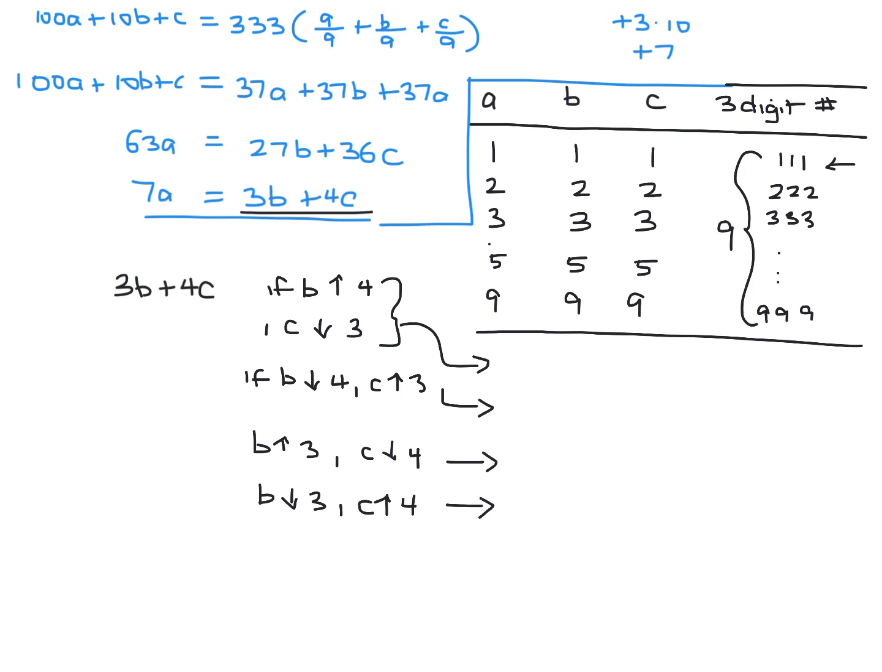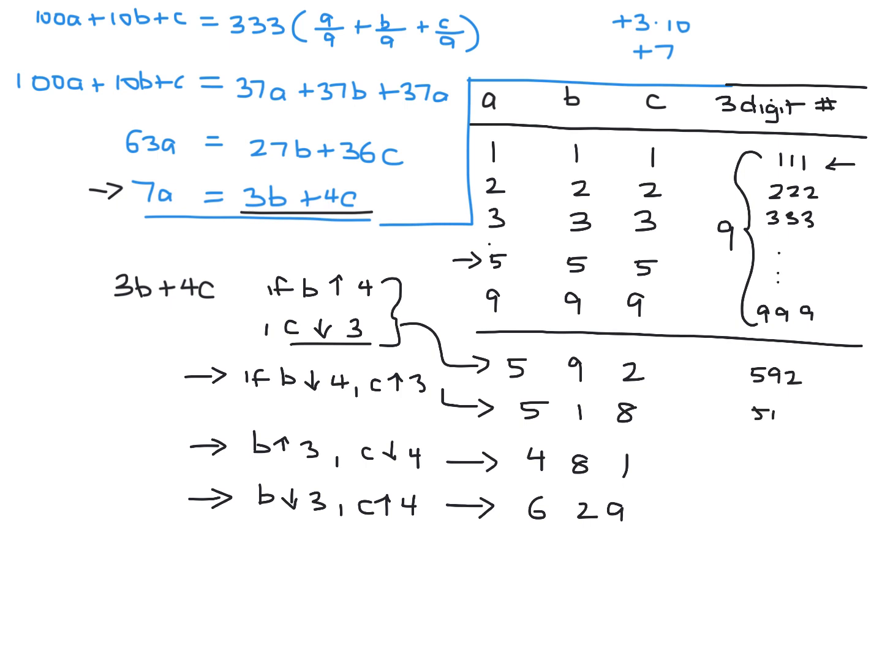So if I go up by 4 with the 5 for B, I'll have a 9. And then that means I've got to go down by 3 for the C, so I've got to go down to 2. And then if I plug those in and solve for A using that equation, I'll get a 5. So 592 will work. And then similarly, you can do the same thing with these 3 guys, and you'll get 518, 481, and 629.